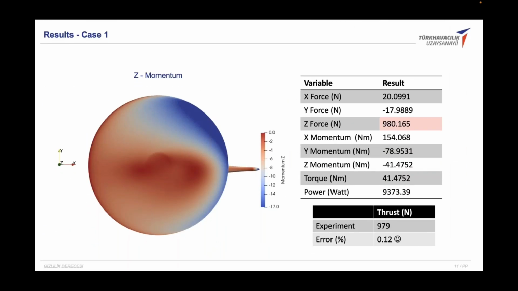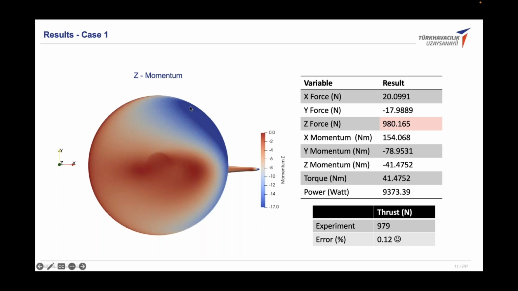So we analyze these cases. First, you can calculate force components, momentum components, torque and power in runtime. The important part is Z-force, which is thrust. In experiments, it's calculated as 979 Newton, and we calculate 980 Newton with the SU2 integrate method.